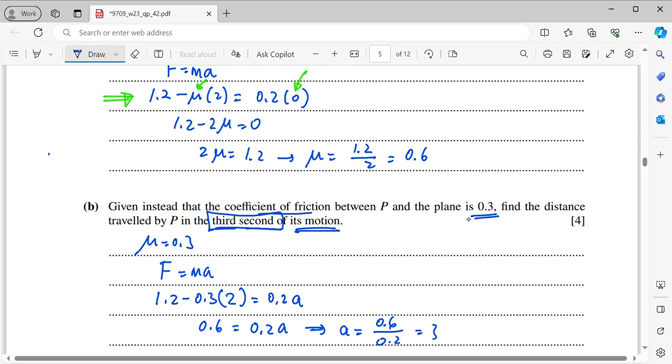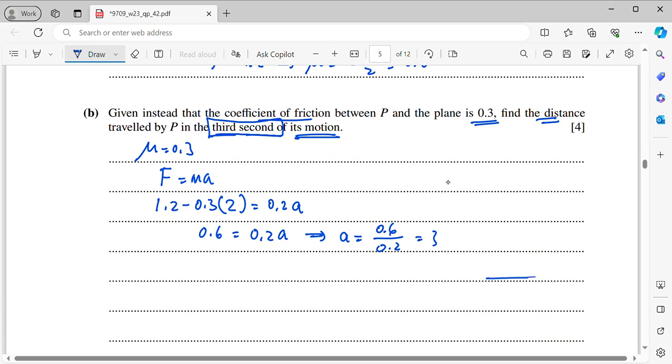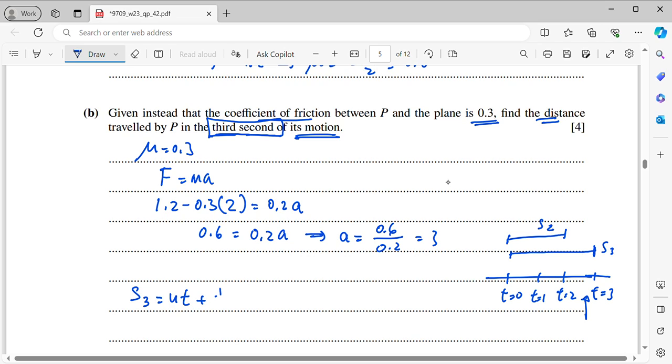Now you need to find the distance traveled in the third second. Traveled in the third second means, let's say this is t equals 0, 1, 2, 3. You need to find the distance traveled in the third second, which means you have to find S3 minus S2. That will be the distance traveled in the third second. To get that, I have to find S3 equals ut plus half at squared, when t equals 3.